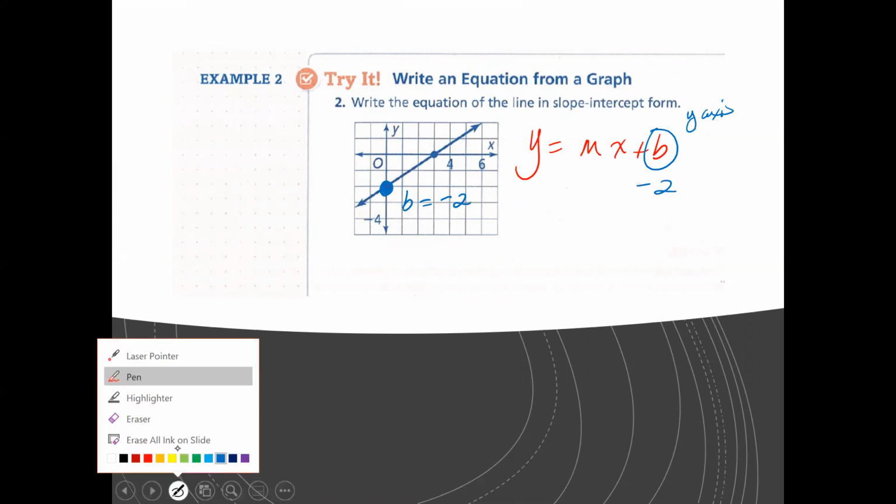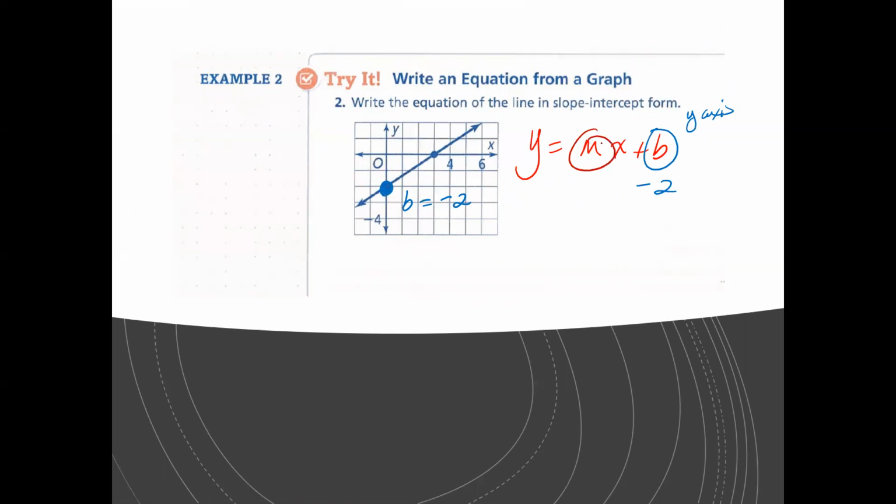Then you're going to look at the slope. Your slope is going to be the rise over run. If you look at this right here, it is a positive slope because as it's going down this direction, it will be a negative slope. So I know that my M for the slope is going to be a positive number because it's a positive slope. So next, you want to pick 2 points.